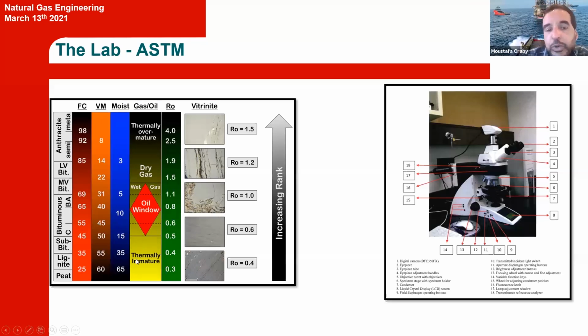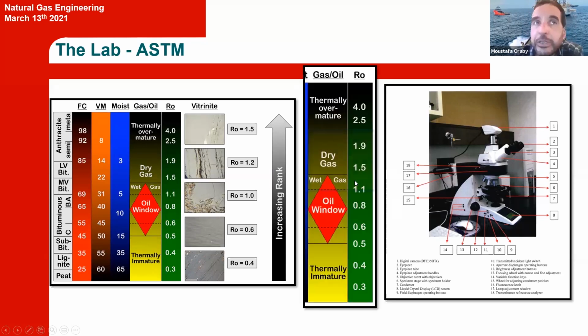The grading goes between thermally immature, oil window, wet gas, dry gas, absolutely mature, thermally over mature. If I take this part and I blow it up again, here is the section that we are interested in, if we are talking about gas reservoir, shale gas. If the reflection is between 1.1 to 1.3% of the incident, this is a wet gas window. From 1.3 to almost 2, okay, it's actually a dry gas window.